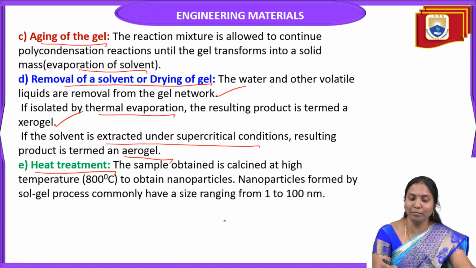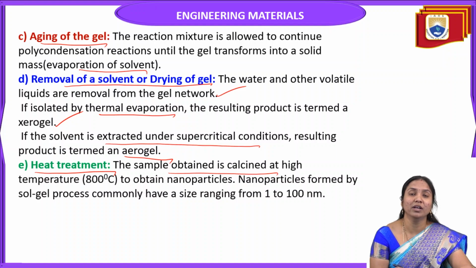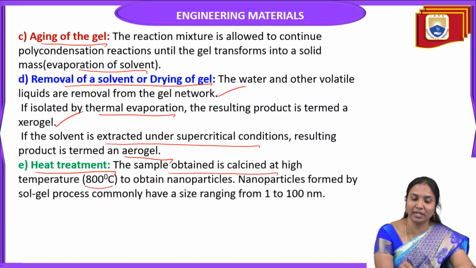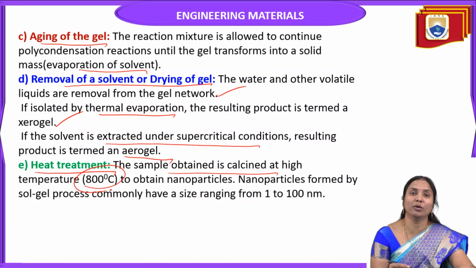And the final step is heat treatment. Here the sample obtained is calcined at high temperature. After completing the first four steps, the remaining sample is heated at high temperature, that means 800 degrees centigrade, to obtain nanoparticles. These nanoparticles formed by the sol-gel process commonly have a size ranging from 1 to 100 nanometers.